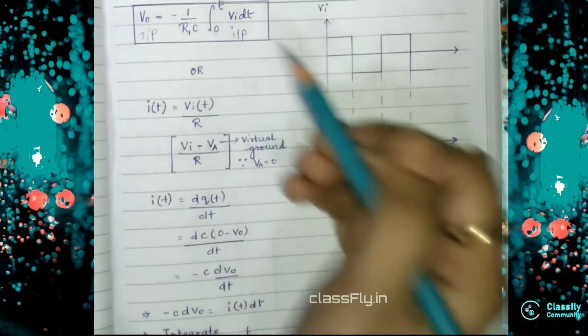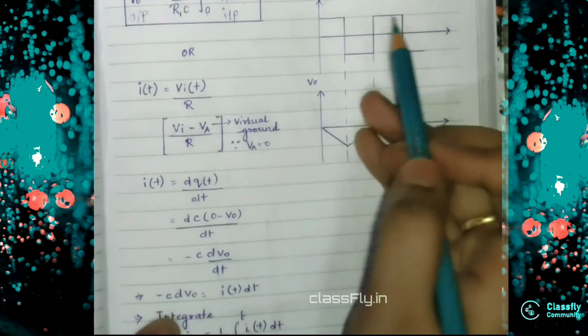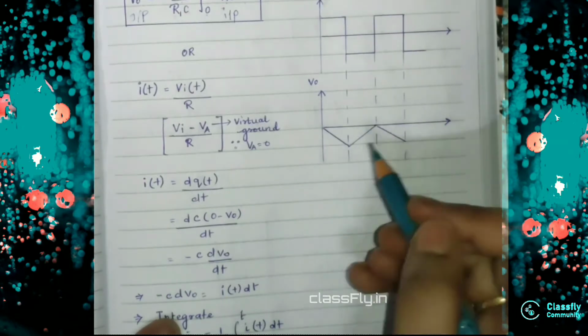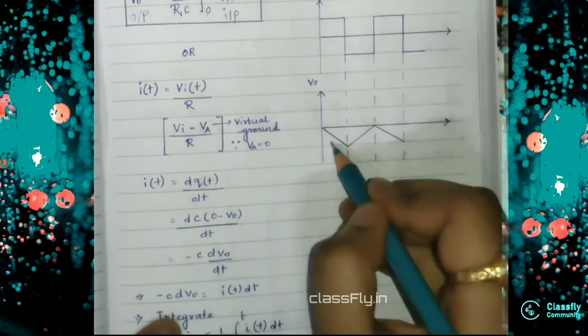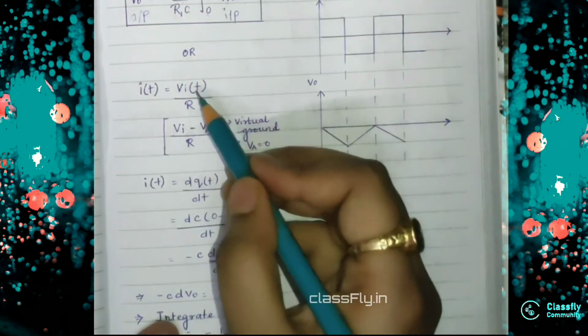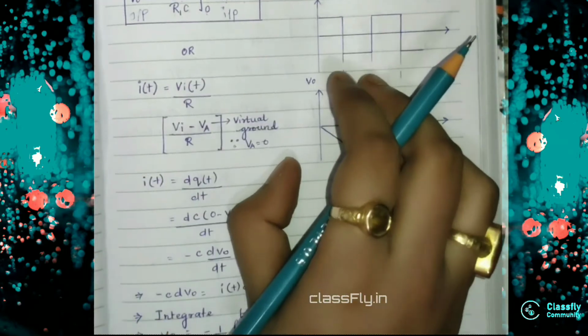We can simply see this. If I give a waveform in the square form, I will get the output waveform in the triangular form. But you can also solve it another way. You can solve it by either of the two ways, or you can do both in your examination.